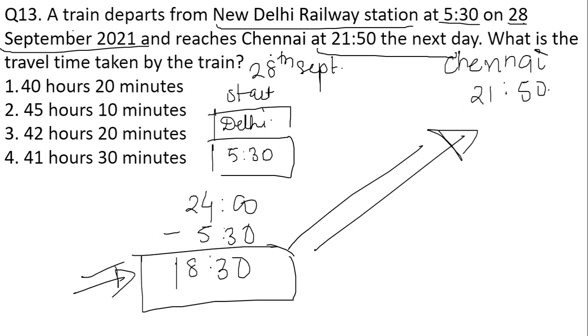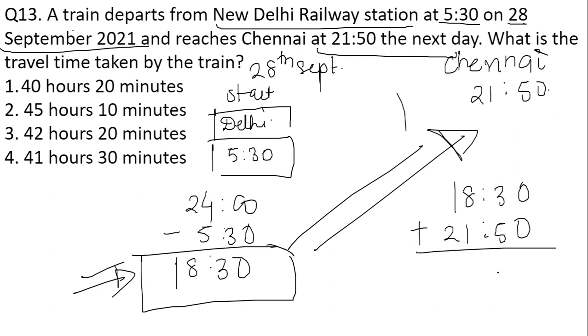Okay, so what is the traveling time the train has taken basically? So here we can clearly see that the person has started the journey at 18:30 and reached the destination at 21:50. So the total time he took will be taking summation of both. This will give me 80 minutes and this will give me 18 hours plus 21, this will give me 39 hours. So 39 hours and 80 minutes. So what does 39 hours and 80 minutes mean? I can take 60 minutes and convert it into 1 hour. It means 40 hours and 20 minutes.